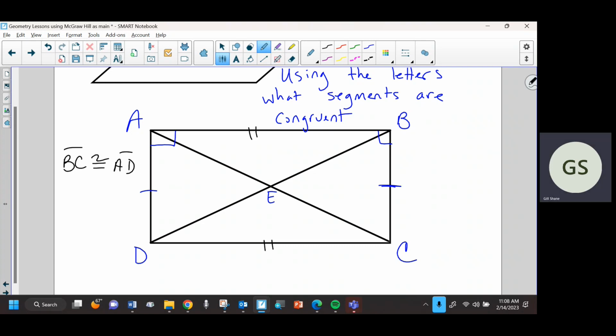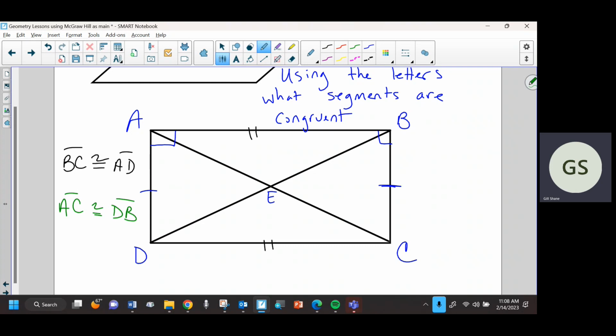I'll go with Caden first. So the diagonals are congruent. That's a big one. That's one of the new things we learned moving from just any parallelogram into a rectangle. The diagonals are congruent. So AC, I didn't write the other one down, but DB. I put the congruent marks in.